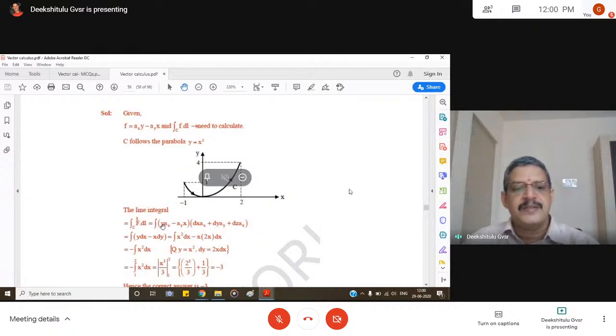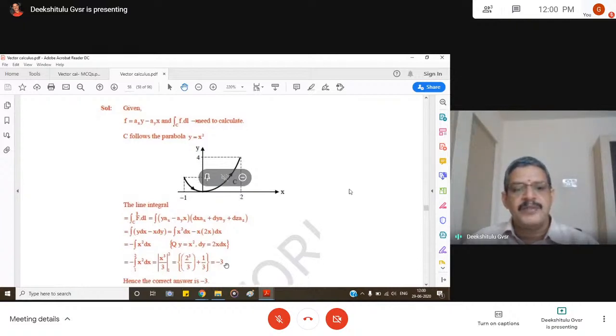Here ax and ay are unit vectors. So y dx minus x dy. But what is y? y is equal to x², and dy is 2x dx. Substitute them here: y is x², dx, and x into dy is 2x dx. This is what we get: x² − 2x², that is minus x² dx. Then what are the limits? x is changing from −1 to 2. So put the limits, you get the value.